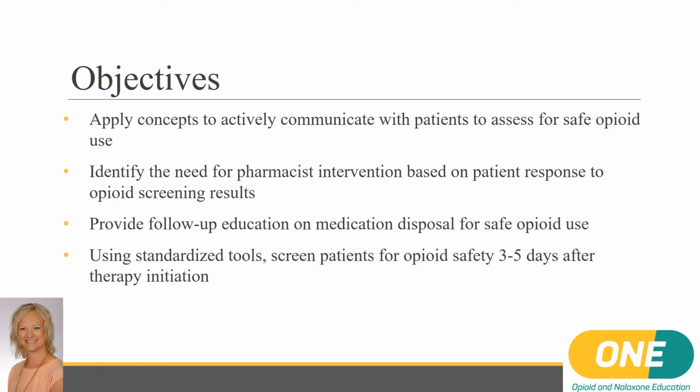Today, we'll be working through a set of objectives. These objectives include applying concepts to actively communicate with patients to assess for safe opioid use. We will learn how to identify the need for pharmacist intervention based on patient response to opioid screening results. You'll learn how to provide follow-up education on medication disposal for safe opioid use, and using standardized tools, screen patients for opioid safety 3 to 5 days after opioid therapy initiation.